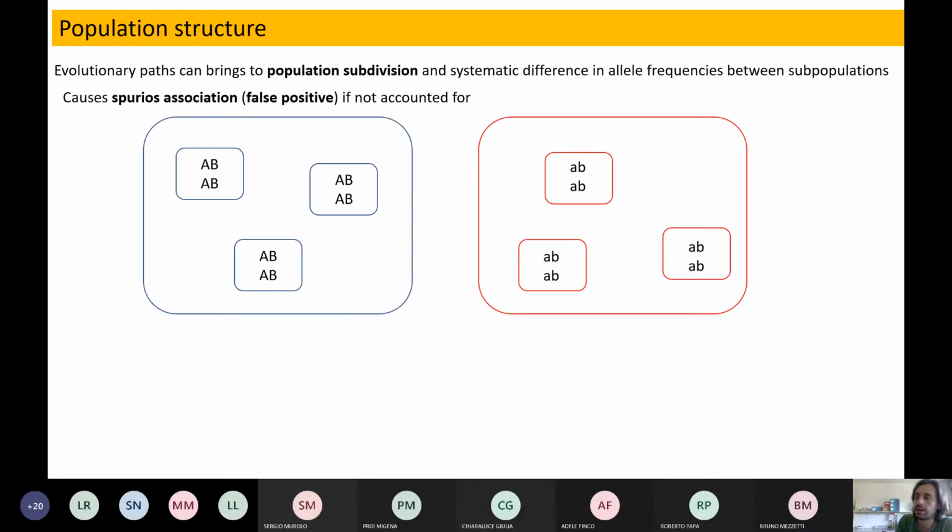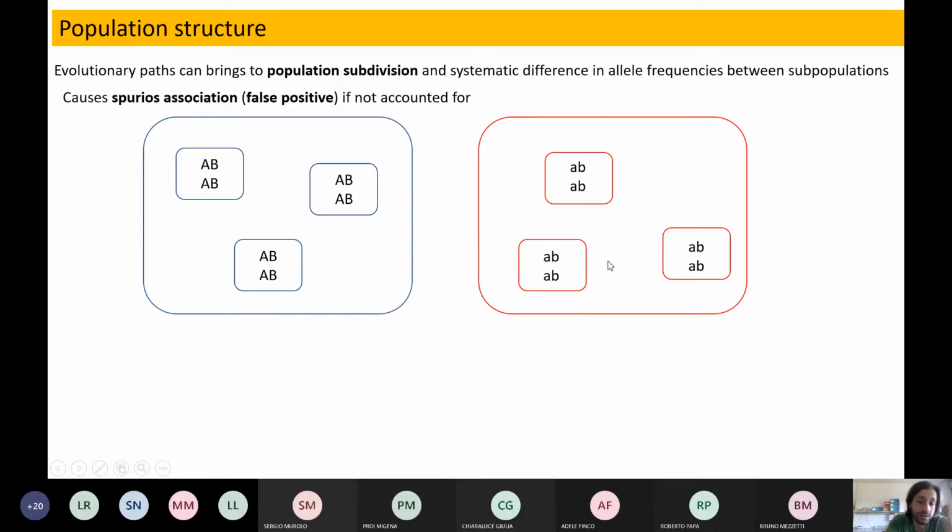So let's take a macro example, an extreme example. We have two populations, the blue population and the red population, where in the blue population we have the major alleles A and B fixed, and in the red population we have small a and small b fixed.